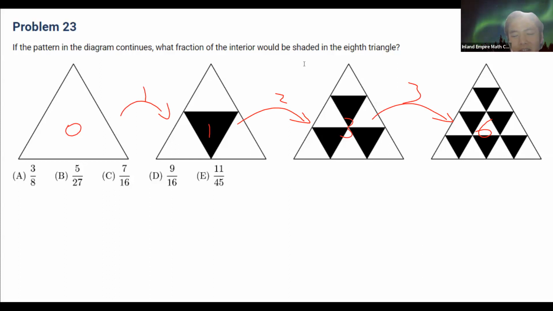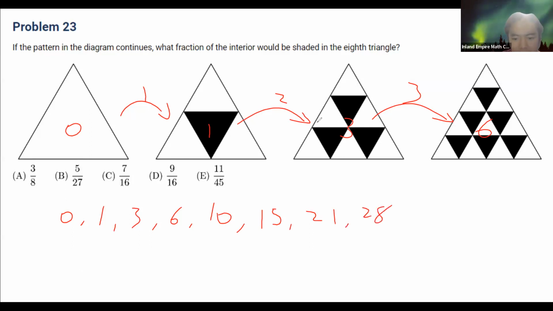Thus, you know that these are the triangular numbers, right? Every time to get from one number to another, you add a bigger number than the difference before. So add 1, add 2, add 3, add 4, right? So I'm gonna write down the triangular numbers here. 0 plus 1 is 1, 1 plus 2 is 3, 3 plus 3 is 6, 6 plus 4 is 10, 10 plus 5 is 15, 15 plus 6 is 21, 21 plus 7 is 28. So this is the 8th triangular number, and thus would be our 8th triangle's number of black triangles.